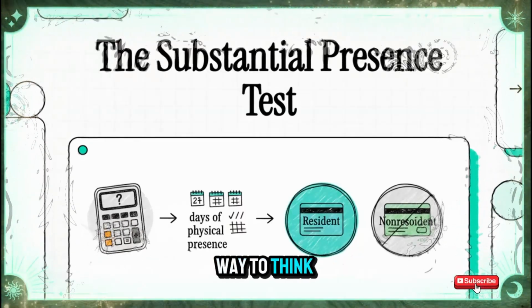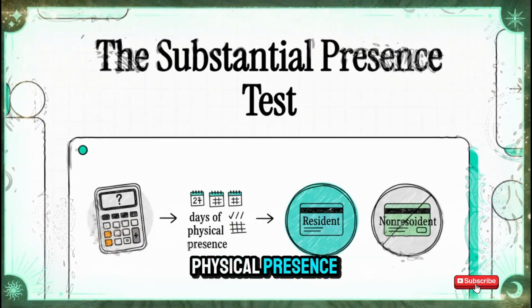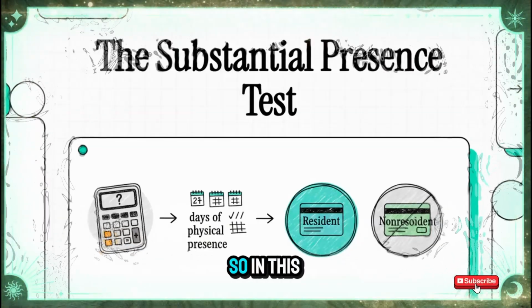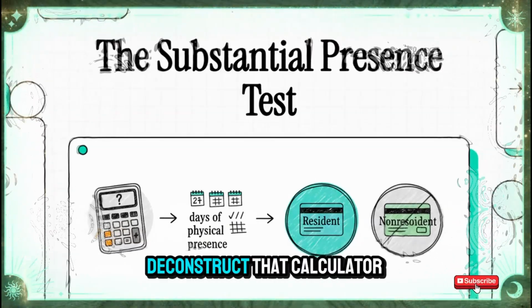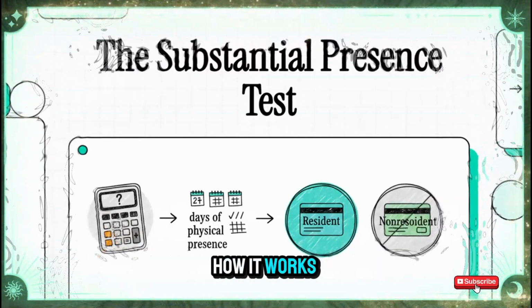Now, the best way to think about this is like it's a calculator. You punch in your days of physical presence, and it spits out an answer: resident or non-resident. So in this explainer, we're going to deconstruct that calculator piece by piece and see exactly how it works.